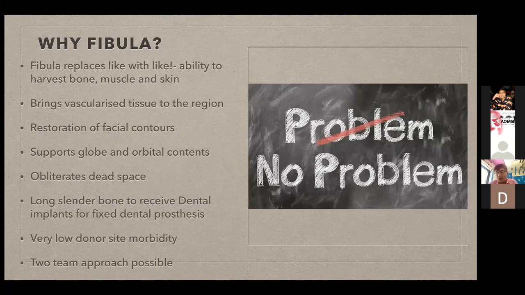The very big problem after mucor resection surgeries is volume loss, which causes depression in the midface structures along with the loss of zygomatic prominence. This is replaced by the volume which fibula brings along with it. It is a thin and slender bone which comes in abundance, which can be helpful in placement of dental implants and rehabilitation. It has very low donor site morbidity, and a two-team approach is possible.